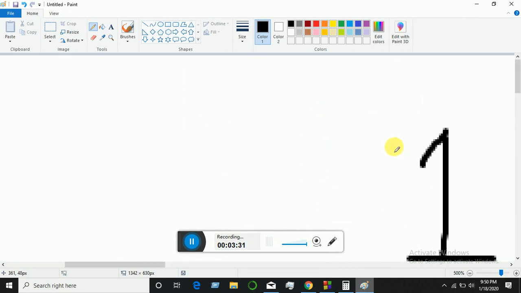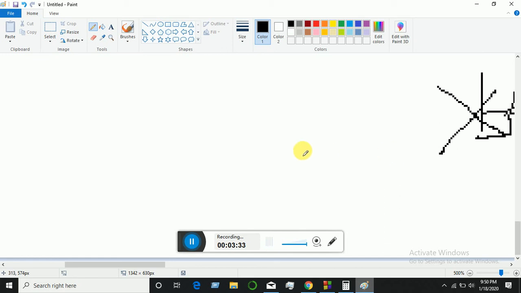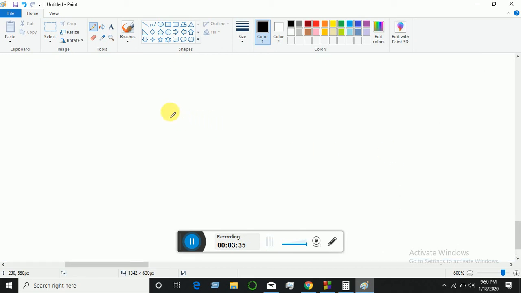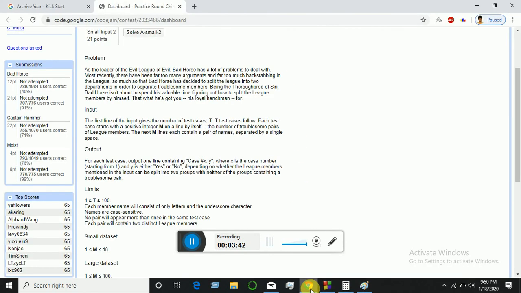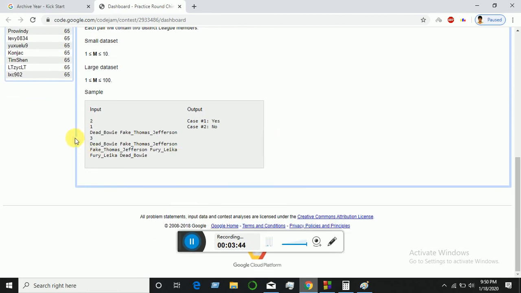Okay, let's discuss again. I have to find whether it is possible to make the separation. Let's take the input. Suppose we have Dead Boy as one character and the second character is Fake Thomas Jefferson, right? Here we can separate them because Dead Boy is in group one, and then Fake Thomas Jefferson is in group two. Then the answer is yes because we separate them easily.